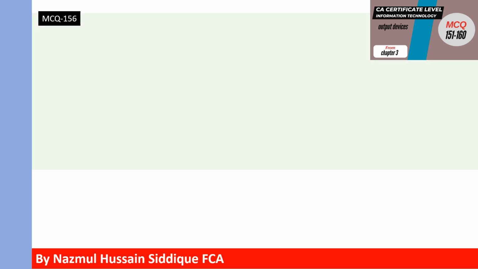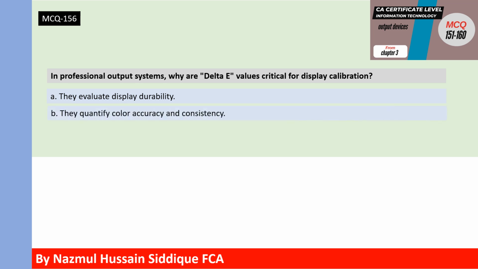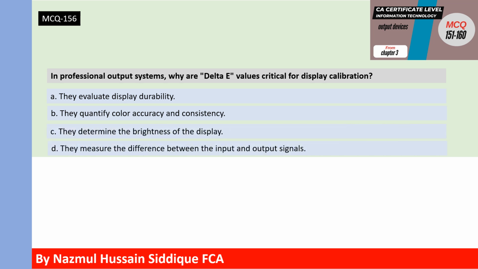Question number 156. In professional output systems, why are delta E values critical for display calibration? Option A, they evaluate display durability. Option B, they quantify color accuracy and consistency. Option C, they determine the brightness of the display. Option D, they measure the difference between the input and output signals.